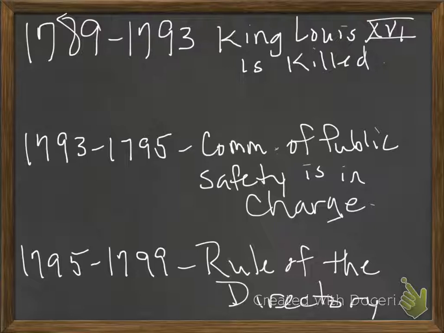Now, 1793 to 1795 is what we're going to talk about next, and that's when the Committee of Public Safety is in charge. The Committee of Public Safety sounds like it's looking out for the people, but it was definitely not looking out for the people, and I'll tell you about that in a minute. And then 1795 to 1799, that's the rule of the Directory, and we'll go over that briefly.